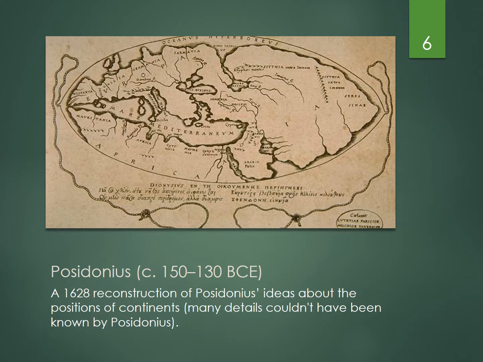This map is based on the work of Posidonius. It is a 1628 reconstruction of Posidonius's ideas about the positions of continents, and keep in mind that many details couldn't have been known for certain by Posidonius.